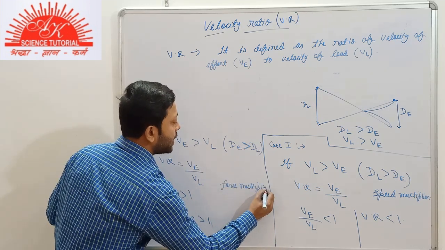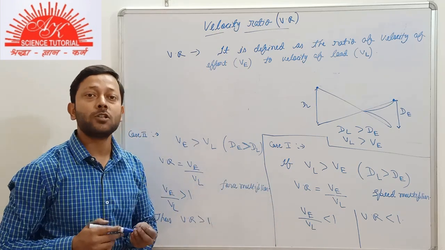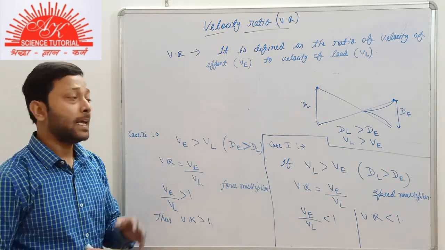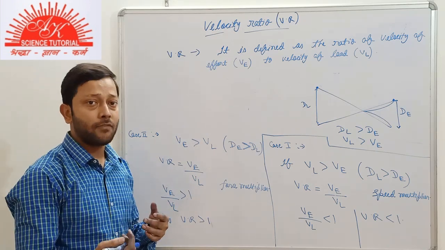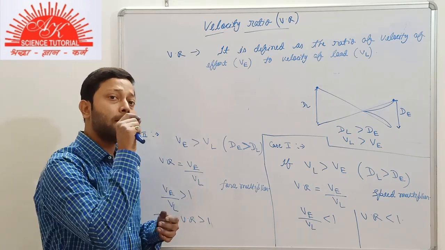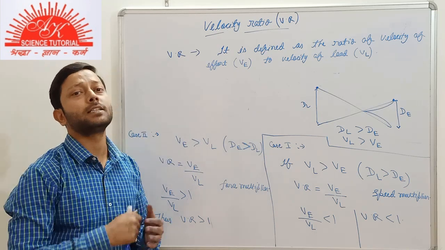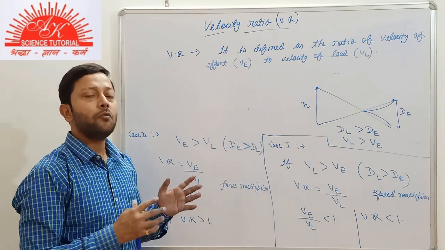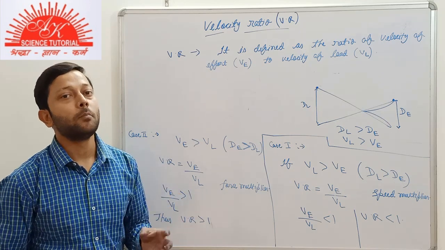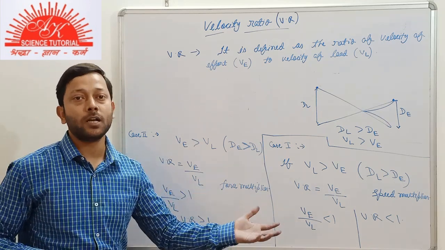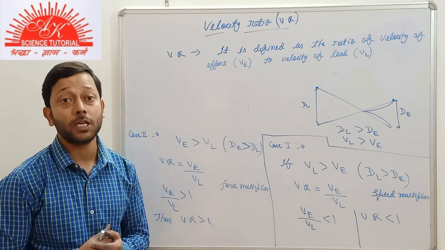As I told you earlier, when we were discussing the mechanical advantage, in case 1 we discussed that the load was greater than the effort, and thus the mechanical advantage was greater than 1. So from there we can easily conclude that the load is greater and the effort is less. By applying less effort, we can overcome a larger load. So obviously the machine is a force multiplier.